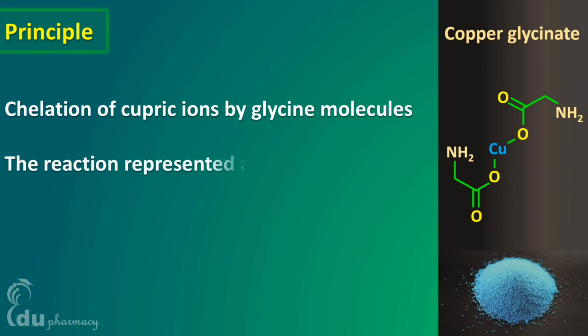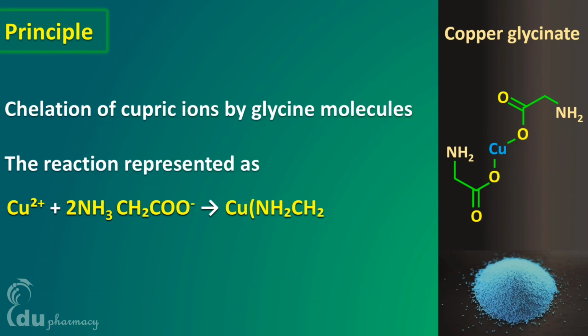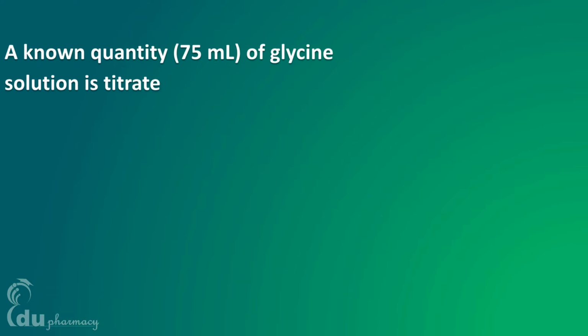For the chelation of cupric ions by glycine molecules, the reaction can be represented as you can see. Here, two protons are released in the formation of the copper glycinate complex. This complexation should result in a decrease in pH, and this allows us to study complexation behavior with the help of a pH meter. What we need to do is a known quantity of glycine solution should be titrated by adding strong alkali like sodium hydroxide solution.